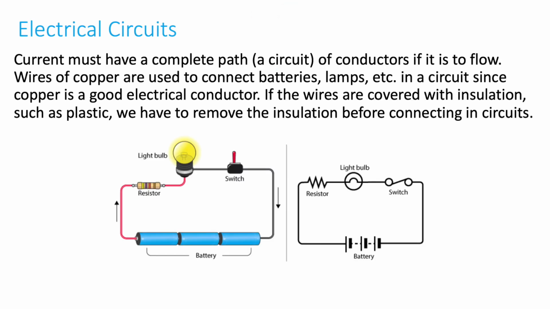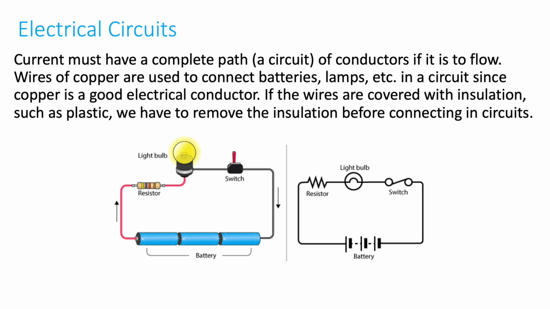Electrical circuits. Current must have a complete path, a circuit of conductors, if it is to flow. Wires of copper are used to connect batteries, lamps, etc. in a circuit since copper is a good electrical conductor. If the wires are covered with insulation such as plastic, we have to remove the insulation before connecting in circuits.